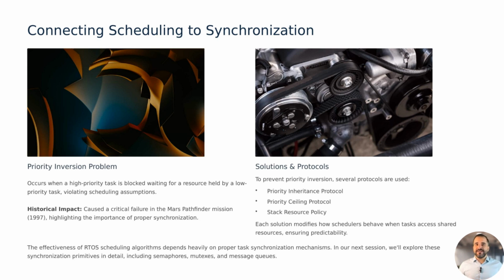fix using priority inheritance. To solve this, modern RTOS implements synchronization protocols. Priority Inheritance Protocol, PIP, temporarily raises the priority of the low-priority task holding the resource to that of the blocked task, preventing it from being preempted. Priority Ceiling Protocol, PCP, assigns resources a ceiling priority and prevents any lower priority task from locking them if a higher priority task might need them soon. Stack Resource Policy, SRP, is a more advanced protocol that avoids deadlock by tracking the highest ceiling among all accessed resources.